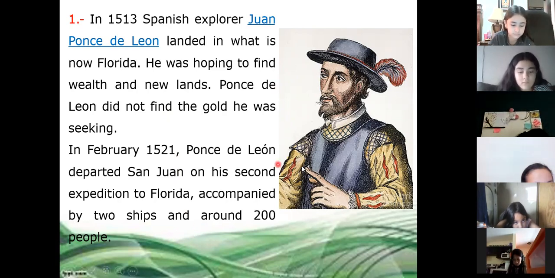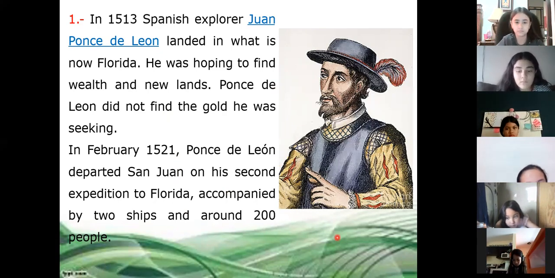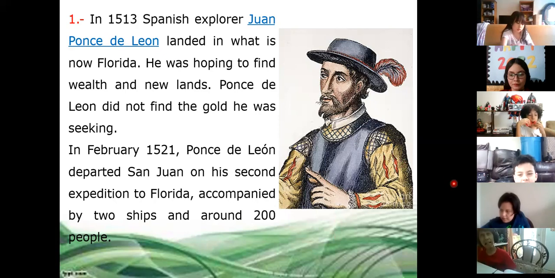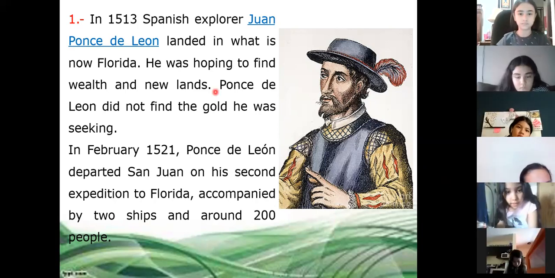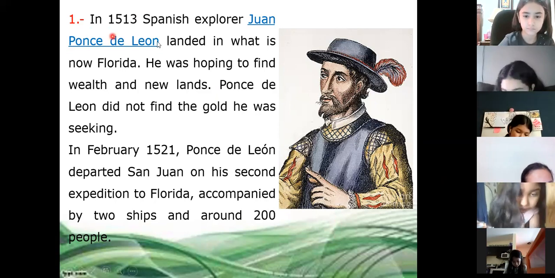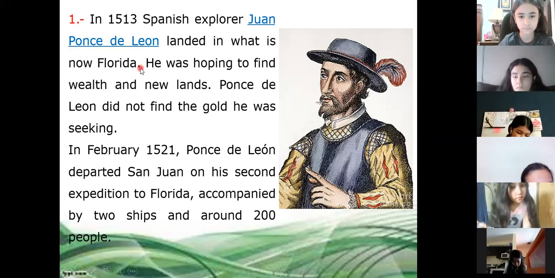Excellent. So what is the name of the first Spanish explorer, class, that we're seeing right now? Juan Ponce de León. Excellent. In which year did Juan Ponce de León land in what is now known as Florida? 1513. Here you have it. 1513 was the year that Juan Ponce de León landed in Florida.